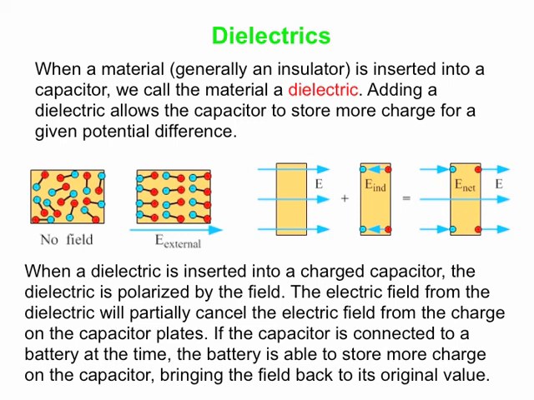Okay, now, if your capacitor is connected to a battery, what happens is the capacitor then brings the field back to its original value. And how does it do that? Well, it stores more charge on the capacitor. So it actually is easier to store charge on the capacitor with the dielectric in it. And the whole goal of the capacitor is to store charge. So by making it easier to store charge, you've got a better device. Okay?